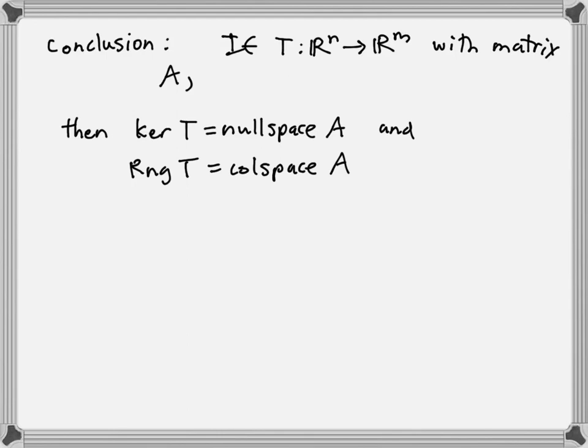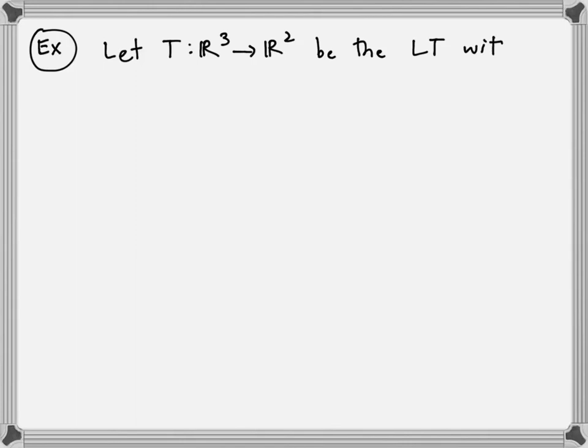So let's go ahead and do an example. Okay, our first example here, this new idea. Let's let T, which goes from R3 to R2, be the linear transformation with matrix A, and this is going to be the following matrix: 1, -2, -2, 4, 5, -10.